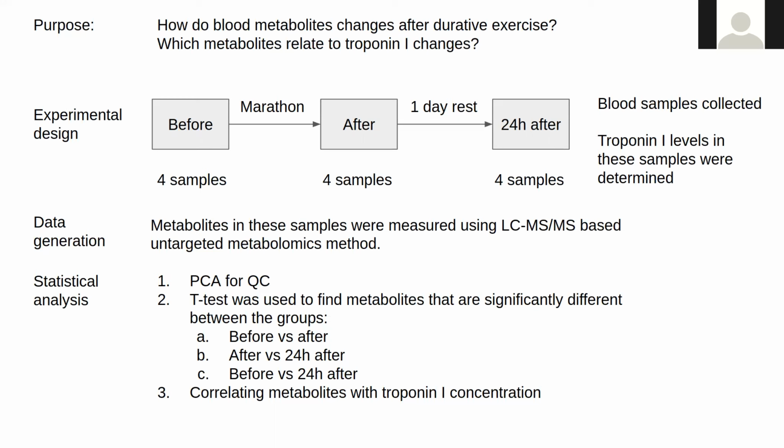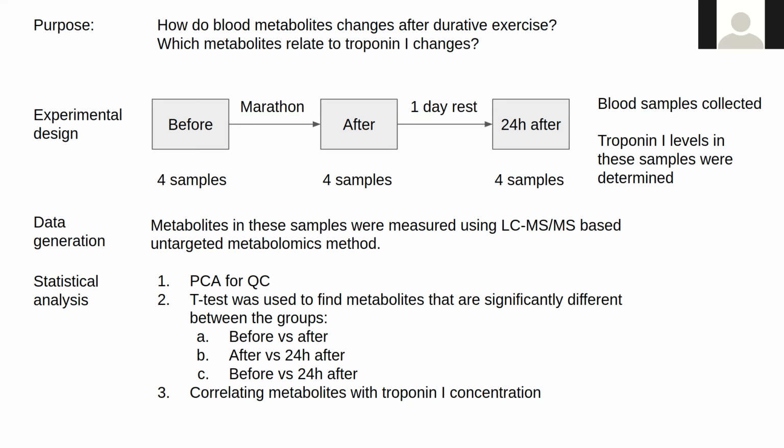In this experimental design, we collected blood samples at 3 different time points: before a marathon, immediately after the marathon, and 24 hours after the marathon. During that day, the candidate took a rest. At every time point, we collected 4 samples, so in total we have 12 samples. The troponin 1 level was also already determined in these samples. In this experiment, we generated untargeted metabolite profiling using an LC-MS-MS-based metabolomics method.